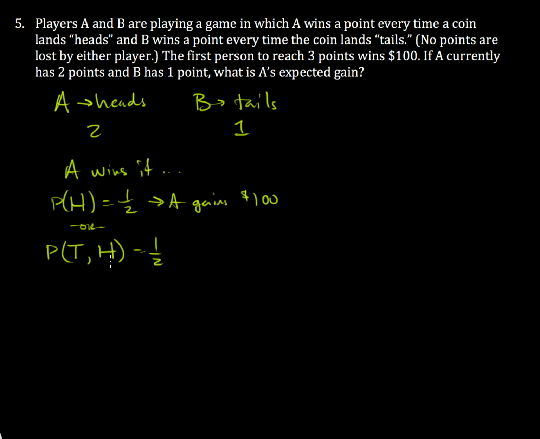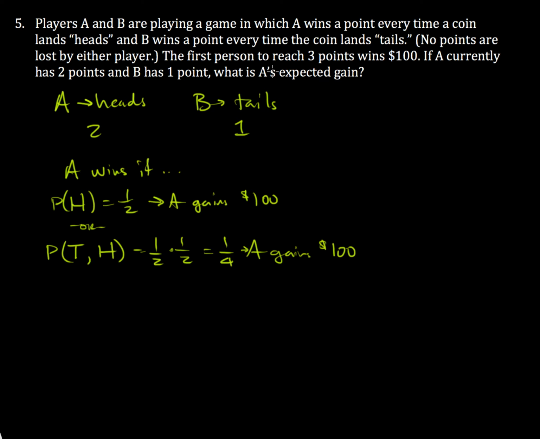Well, it's a 1/2 chance that the next flip is a tails, and then another 1/2 chance that the next flip is a heads. So that's a 1 out of 4. And in that case, A gains $100. We don't have to think about them losing anything, so I don't have to think about the scenario of B winning because we're going to assume that it didn't cost anything to join this game.